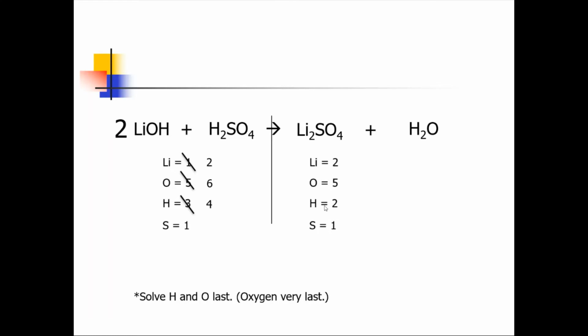So we're going to do oxygen very last. We'll do hydrogen next. We want hydrogen to be 4, so we're going to put a 2 here, and that's going to give us 4 hydrogen. And it's going to change our oxygen as well. It's going to give us 2 oxygen for our 2 water molecules. And we have 4 oxygen over here in our lithium sulfate. So 2 plus 4 is 6. And now our equation is balanced. Lithium is 2, oxygen is 6, there's 4 hydrogens, and there's 1 sulfur on each side of the equation.